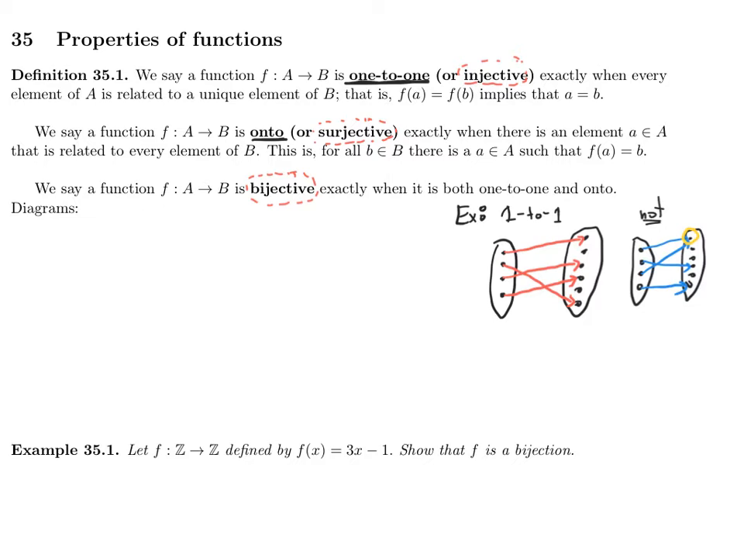Now let's talk about onto functions. These functions are where there's an element in your domain that's related to every element of B. And I'm being kind of loose here. That's not particularly precise. Let me be a little more precise. For all elements of our codomain, there is an element A such that if I plug in A into my function, I get B. Let me draw out an example here.